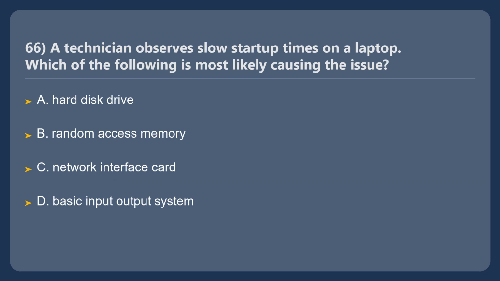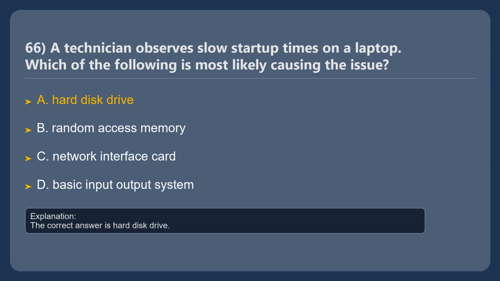Question 66. A technician observes slow startup times on a laptop. Which of the following is most likely causing the issue? Option A, hard disk drive. Option B, random access memory. Option C, network interface card. Option D, basic input-output system. The correct answer is option A, hard disk drive.